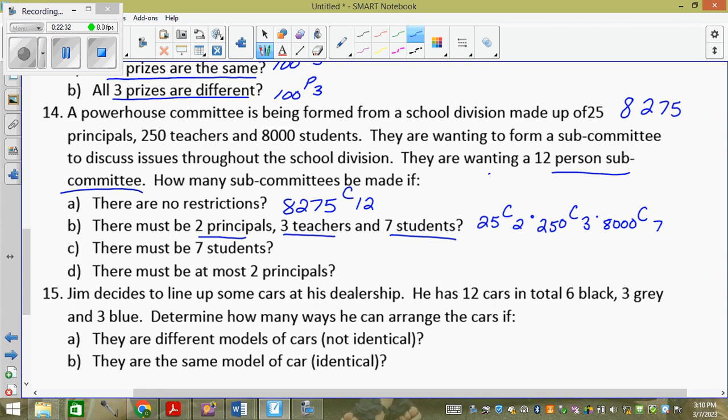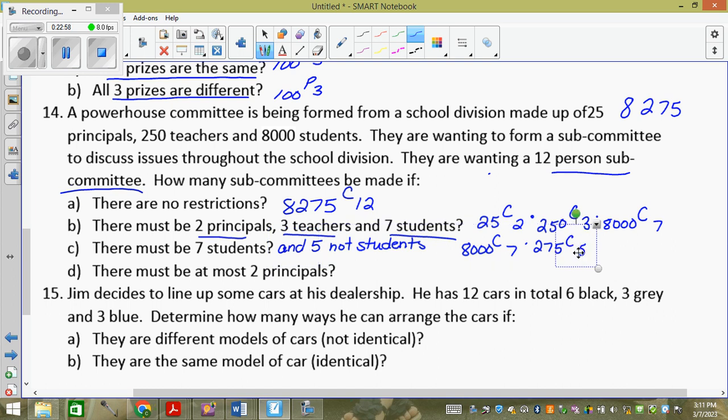Anyways, this one says there must be 7 students. Is that 12 people? No, so I need 7 students and 5 what? 5, yeah. 5 not students, so principals and teachers, correct? So I would get 8,000 students, choose 7, times 275 others, choose 5.